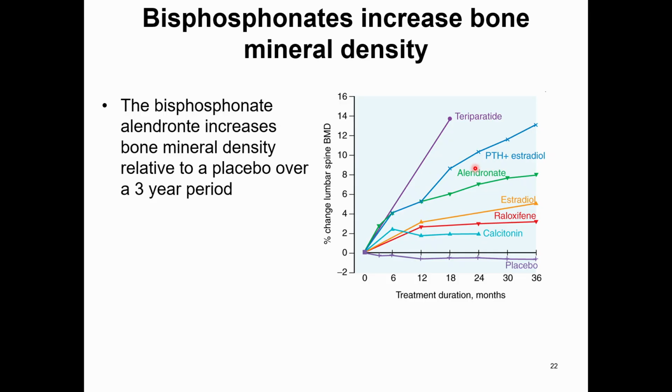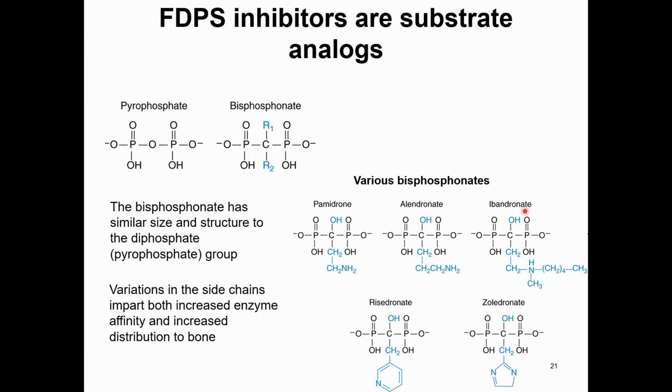Okay. Some of these are not bisphosphonates, like raloxifene, for instance. Turns out that a lot of bone density is also influenced by estrogen. So one of the reasons that osteoporosis is a problem in postmenopausal women is that estrogen levels go down, and estrogen also feeds into this pathway. So you can actually get some bone density improvement by hormone replacement therapy as well. But we're talking here about bisphosphonates.